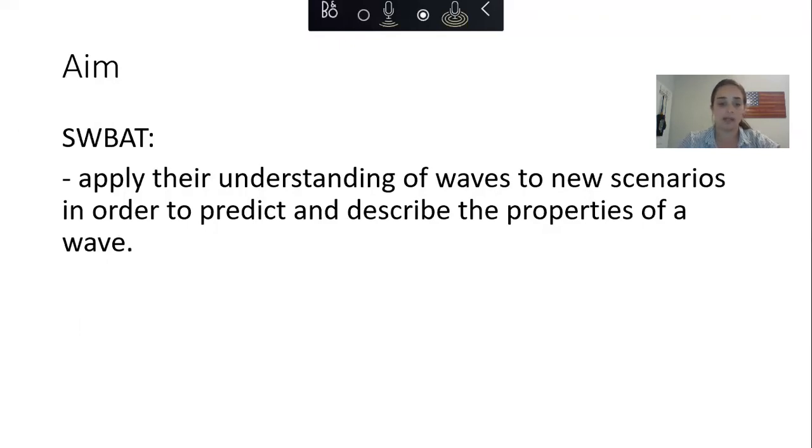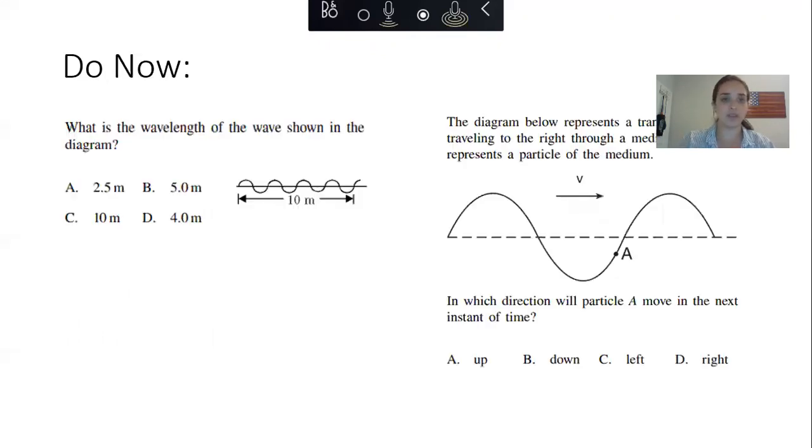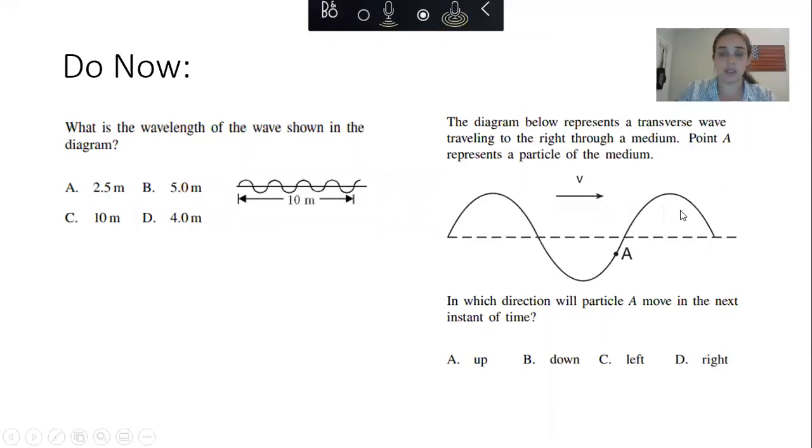It is important that we read each question carefully and fully represent our understanding on our pages. So let's start with a do now. In front of you and in your worksheet, you have these two questions. The first one is, what is the wavelength of the wave shown in the diagram below? The second question says, the diagram below represents a transverse wave traveling to the right through a medium. Point A represents a particle of that medium. In which direction will particle A move in the next instant of time?